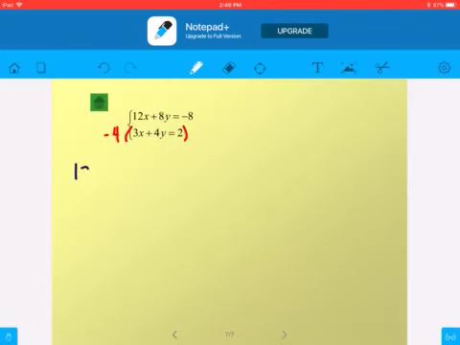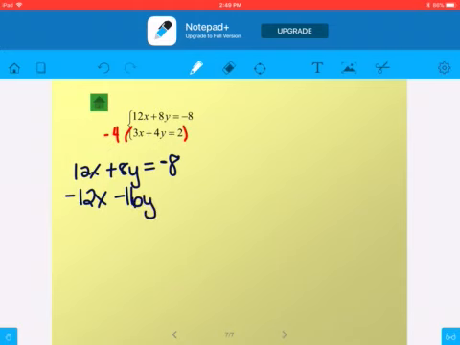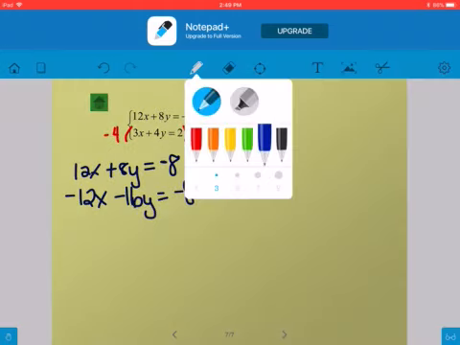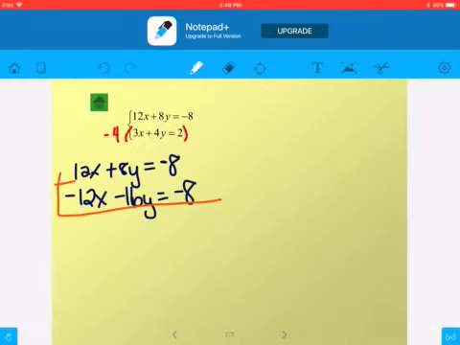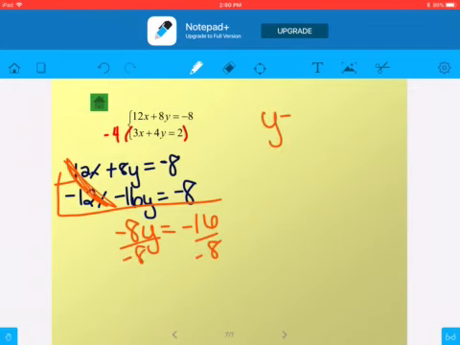So I'll have 12x plus 8y equals -8. And then -12x minus 16y equals -8. Now I can make it a big addition problem. So 12x plus -12x, the x's are gone. 8y plus -16y is -8y equals -8 plus -8 is -16. Divide both sides by -8, so I get that y equals +2.